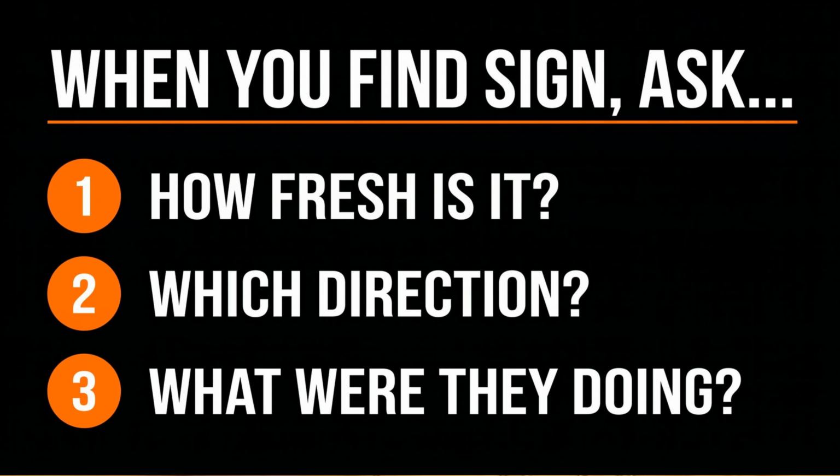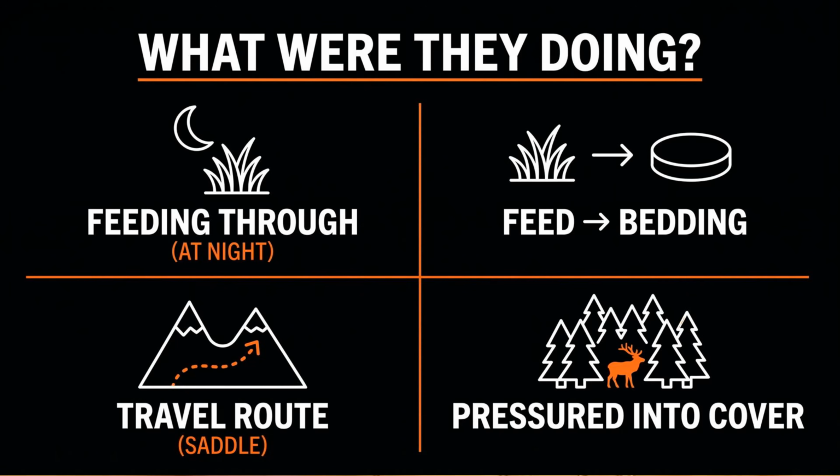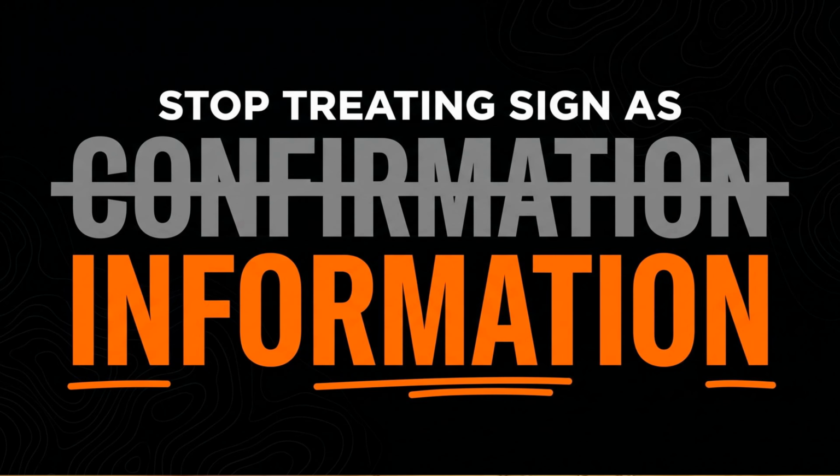So when you find sign, I want you to ask 3 questions. How fresh is it? Which direction were the elk going? And what were they doing when they were there, right? Were the elk feeding through at night? Were they leaving open feed and heading towards bedding? Were they using the saddle as a travel route? Were they bedded in that shaded pocket because the pressure pushed them there? The value of sign is not just knowing elk were present. The value is understanding what that sign tells you to do next.